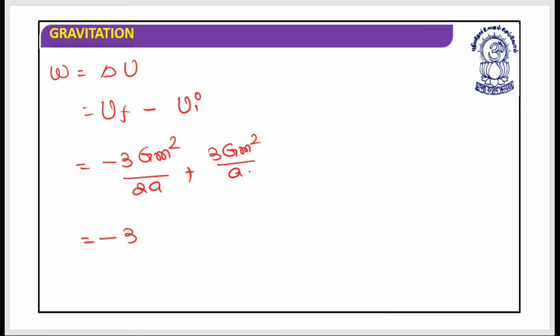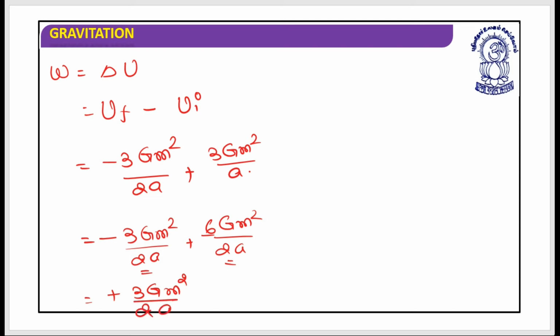This is equal to minus 3Gm square by 2a plus 6Gm square by 2a. This is 2a, this is 2a, so this is plus 6, this is minus 3. I have been left with plus 3Gm square divided by 2a. This is the work done: plus 3Gm square divided by 2a. That's it. Is it clear?